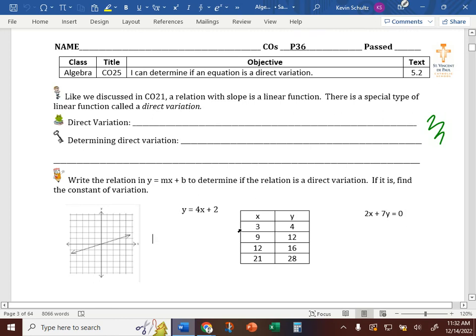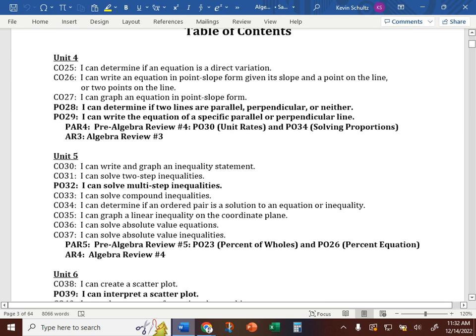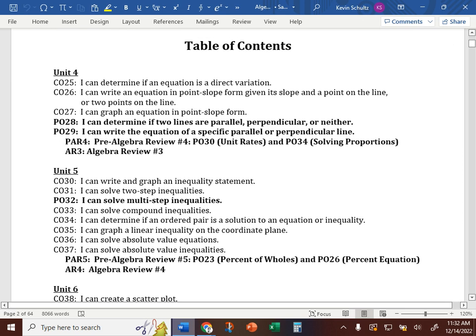We are starting unit number 4, and it kicks off with CO25. Usually when we start a new unit, especially a new binder, look at the table of contents here. It's kind of a shorty. We're not going to get it done before Christmas break, so we'll probably stop after CO27.